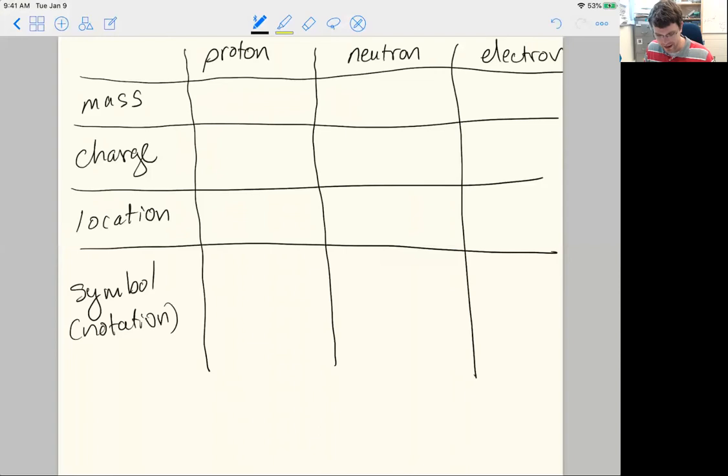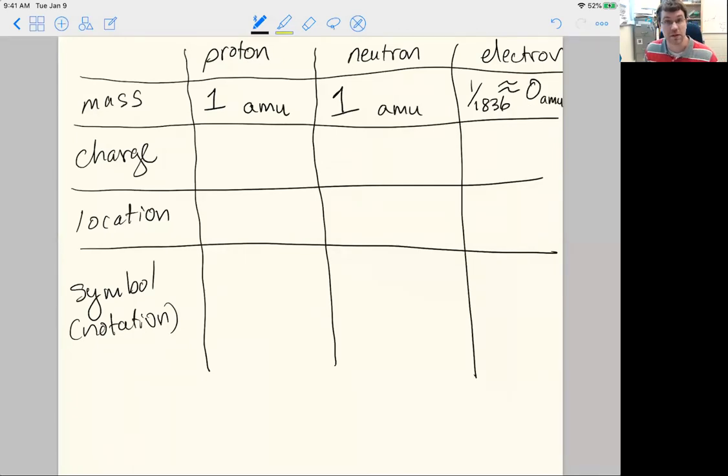Okay, so we have our table made. Let's start filling it out. Starting with the mass row, what we have is 1 for the mass of the proton. I'm going to add a unit here in a second. 1 for the mass of a neutron, and 1 over 1,836 for the electron. So the unit on this mass will be AMU. Now for the electron, 1 over 1,836 is a pretty small number compared to the number 1. And as a result, we're going to call this essentially 0.